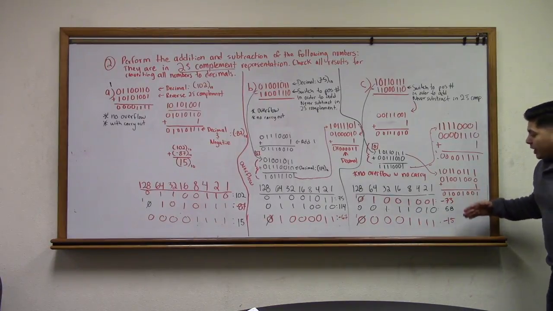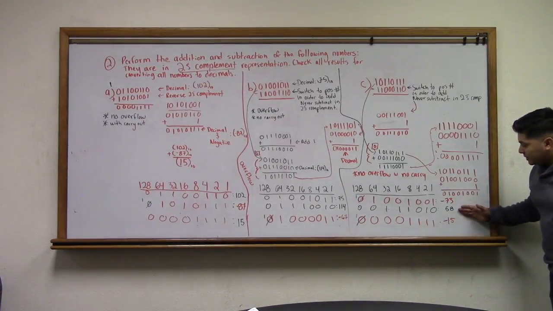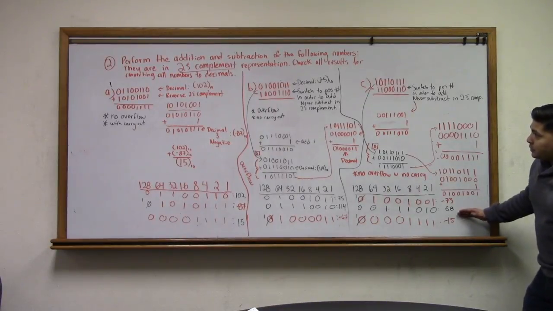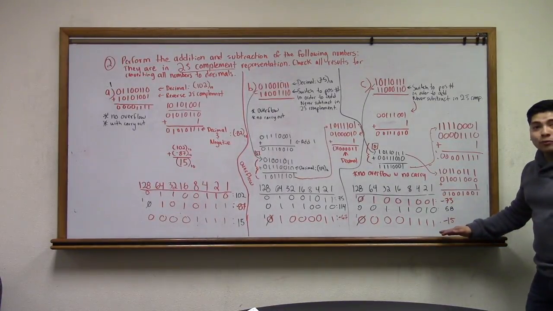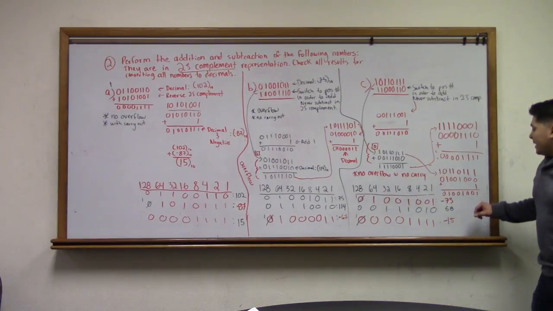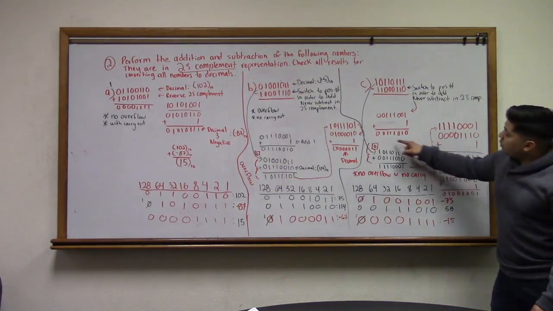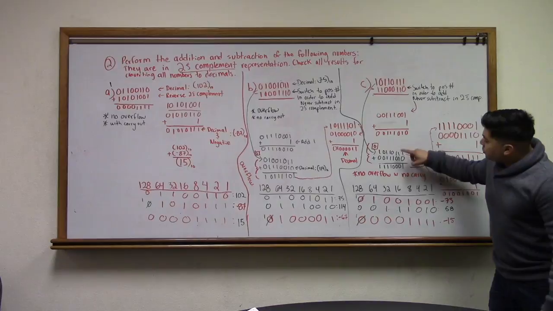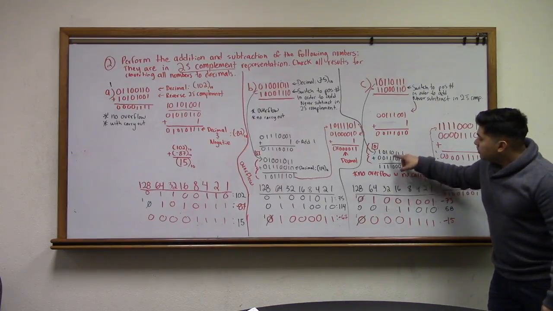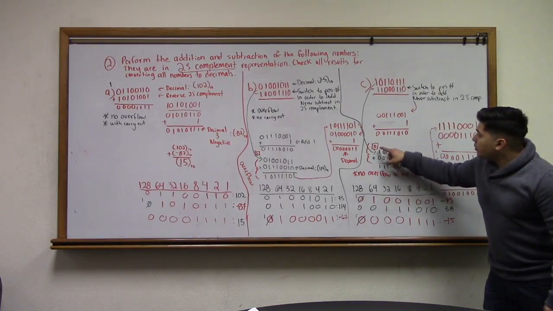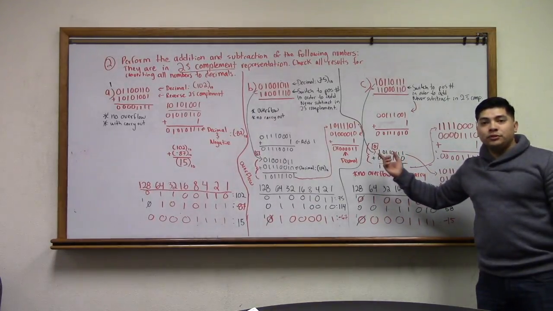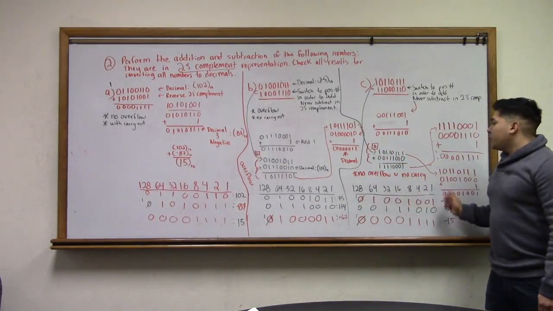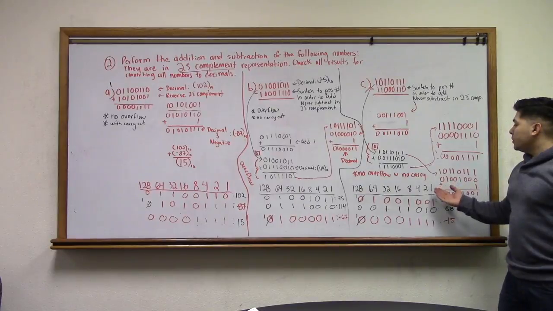Now, because you have a negative and a positive, this gives you no overflow. And lastly, while we performed our addition, you went through it and there were no excess numbers, you have no carry. So we have no overflow, no carry.